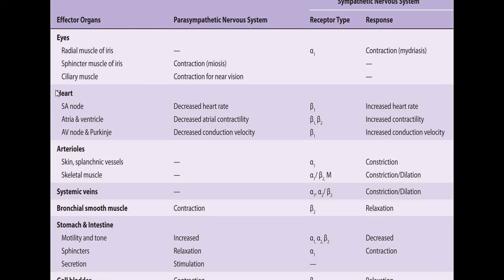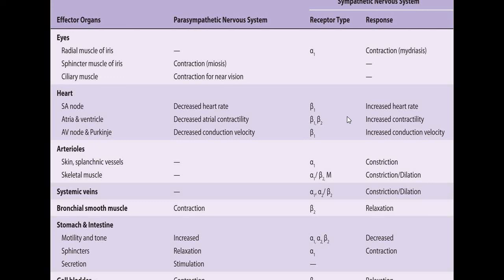What happens in the case of the heart? Parasympathetic system will decrease the heart rate. It will decrease the atrial contractility, and it will decrease the conduction velocity. However, in case of sympathetic nervous system, beta 1, right? Beta 1 receptor type. Everything will be increased: heart rate, contractility, and conduction velocity.